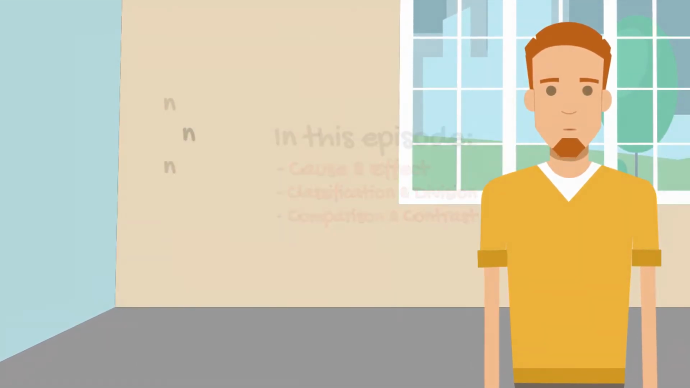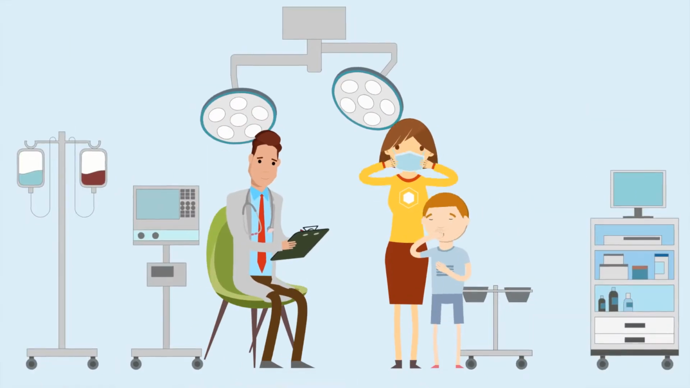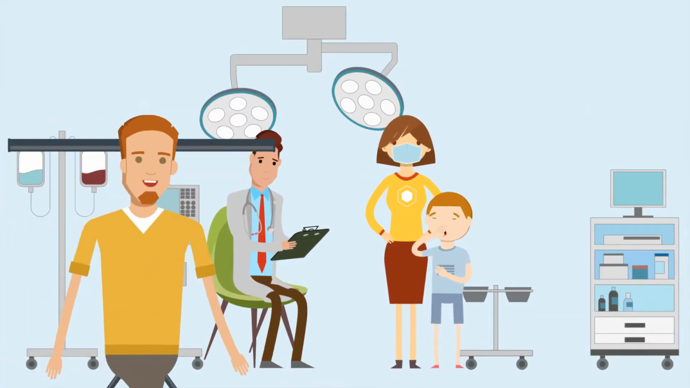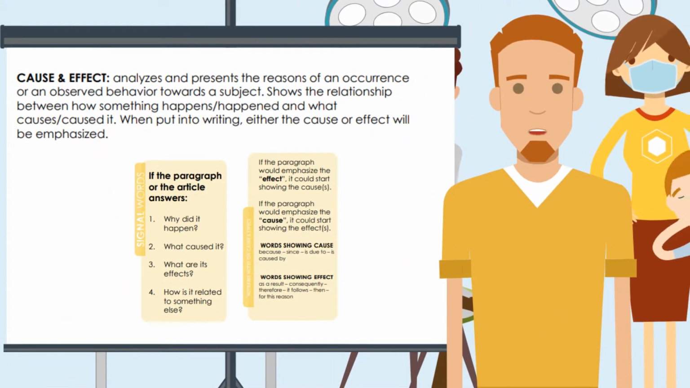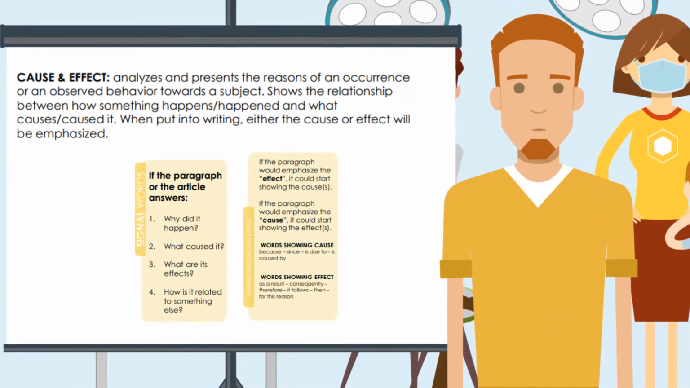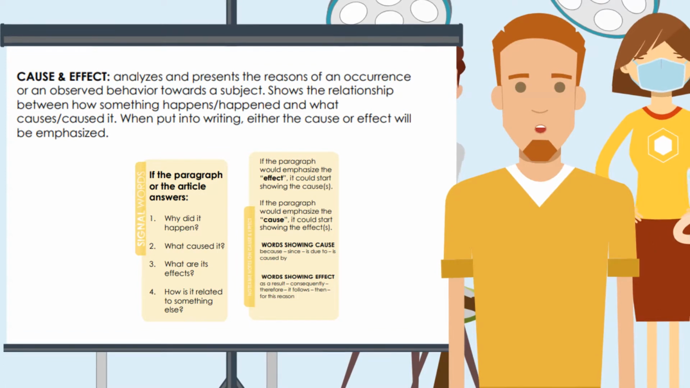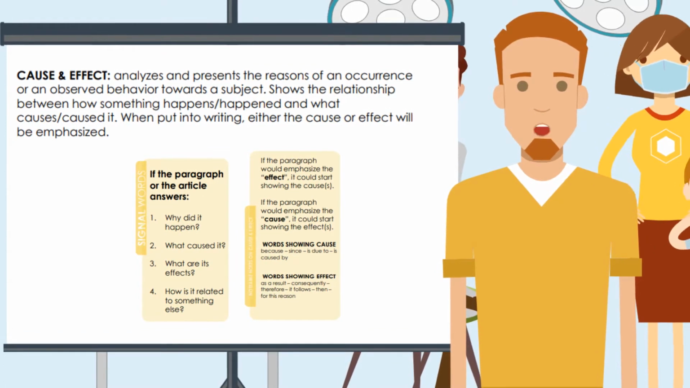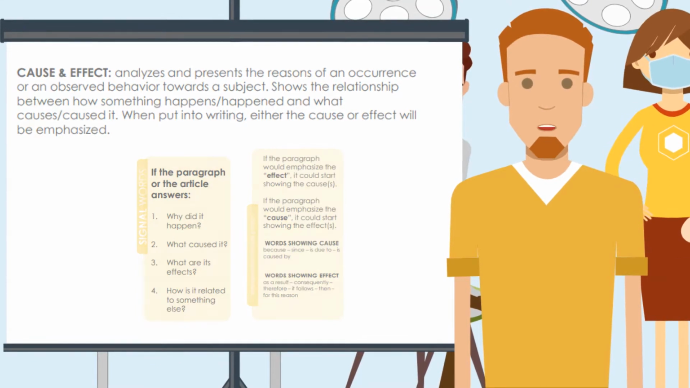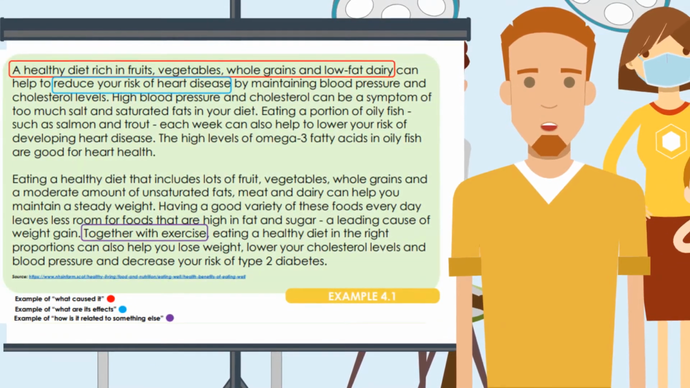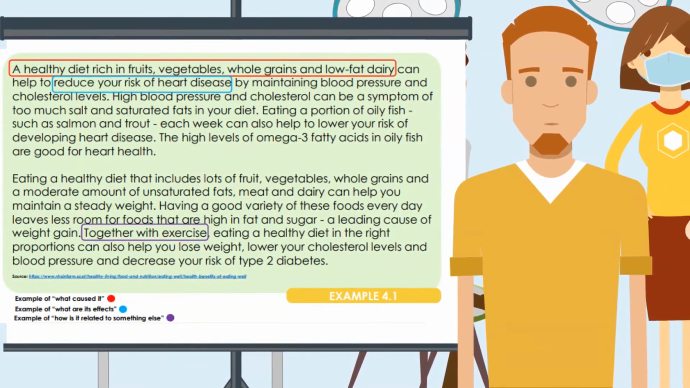Let's start. Cause and effect analyzes and presents the reasons of an occurrence or an observed behavior towards a subject. It shows the relationship between how something happens or happened and what causes or caused that thing to happen. When put into writing, either the cause or effect will be emphasized. Pause the screen and look at the example.